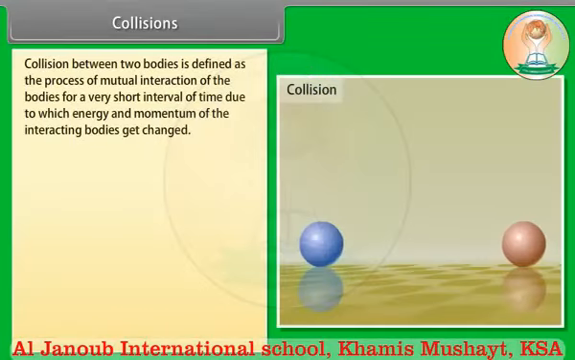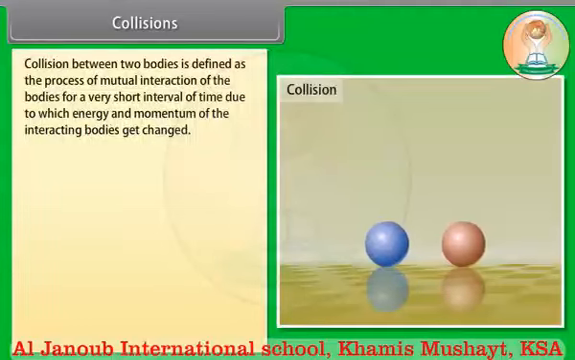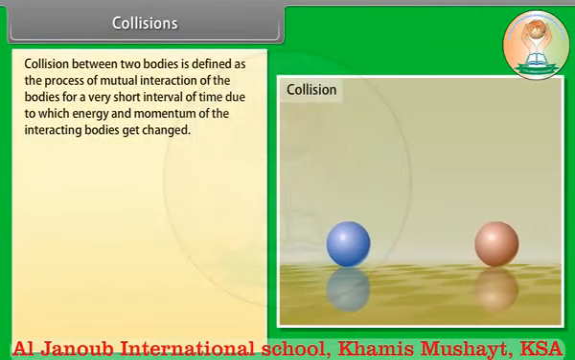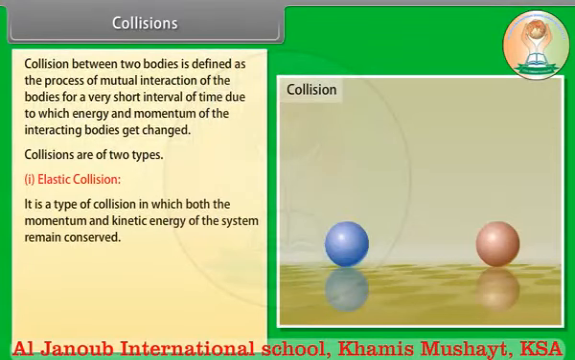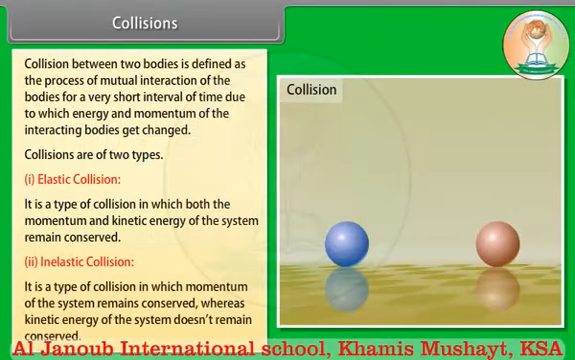Collisions. A collision between two bodies is defined as the process of mutual interaction of the bodies for a very short interval of time, due to which the energy and momentum of the interacting bodies get changed. Collisions are of two types. Number 1: elastic collision. It is a type of collision in which both the momentum and kinetic energy of the system remain conserved. Number 2: inelastic collision. It is a type of collision in which the momentum of the system remains conserved, whereas the kinetic energy of the system doesn't remain conserved.